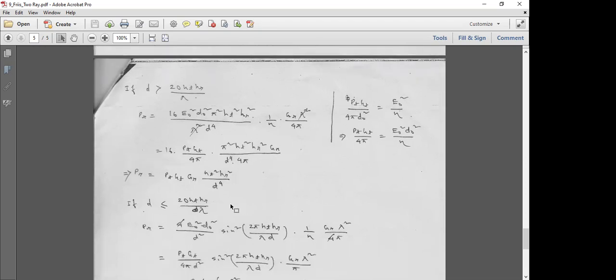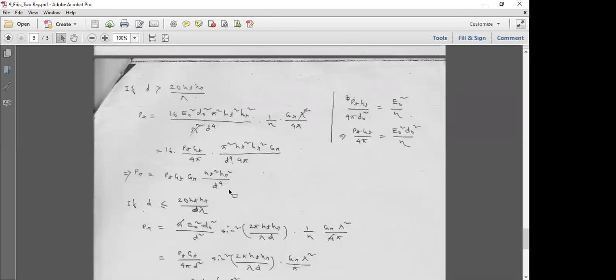Again we can cancel this 4 with 16 and pi square with this pi. I mean, we also have pi square in the denominator. So eventually we get this simple relationship, Pr equal to ptgt gr by ht square hr square d to the power 4.